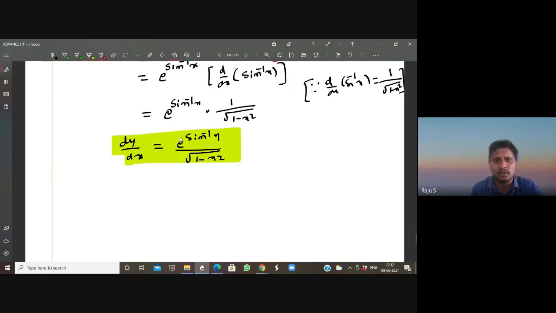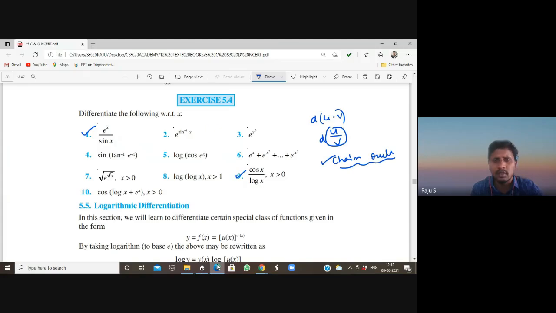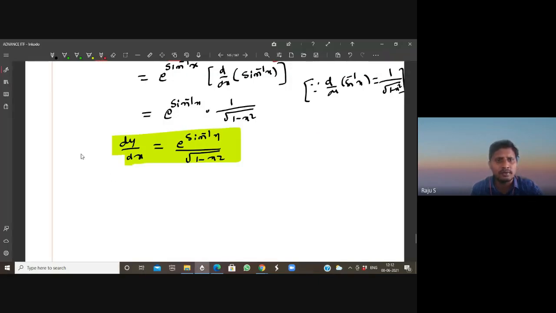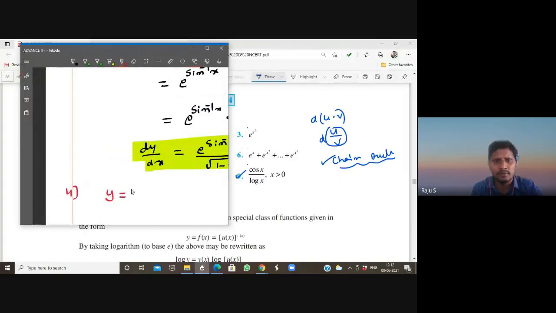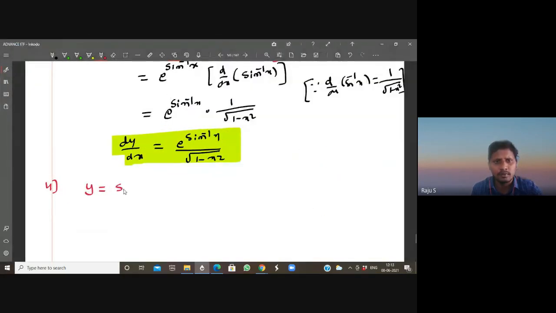Next, question number 3. Question number 3, you can try. The answer is 3x squared. I'm going to do question number 4. Question number 4 is y is equal to sine of tan inverse of e to the power of minus x. Again, let us take this as equation 1.